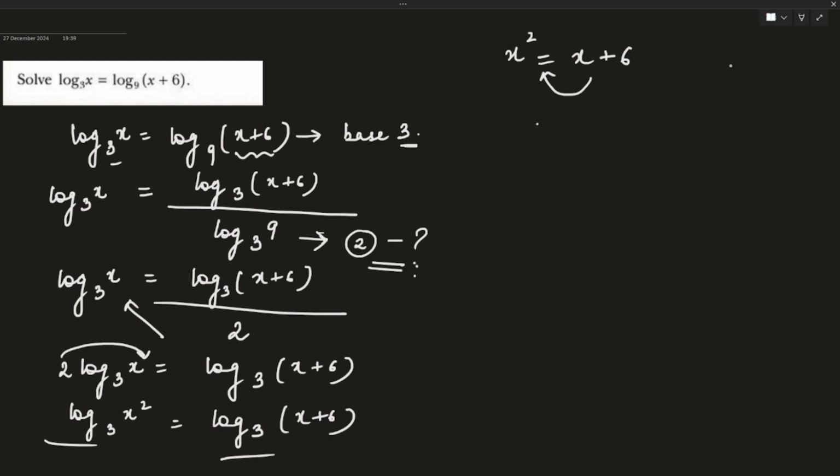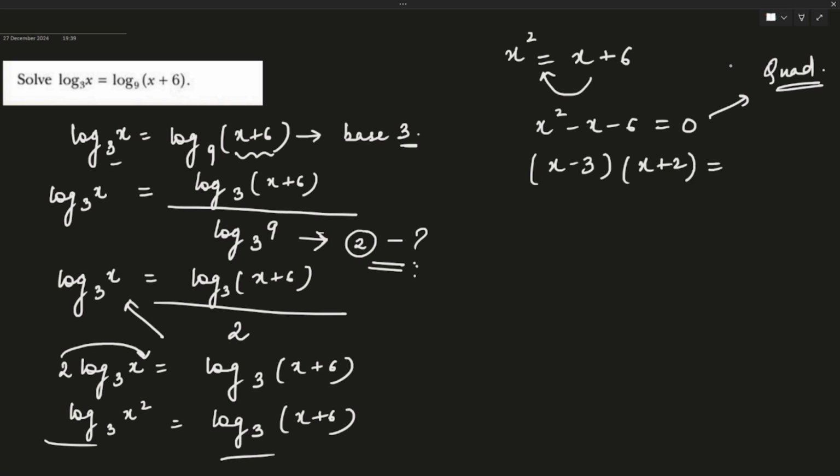Now when you shift the terms on the right-hand side to the left-hand side, it will become x squared minus x minus 6 is equal to 0. So this is your quadratic equation. You can factorize to solve for the value of x. So what will be the factors? Your factors will be x minus 3 into x plus 2 is equal to 0.